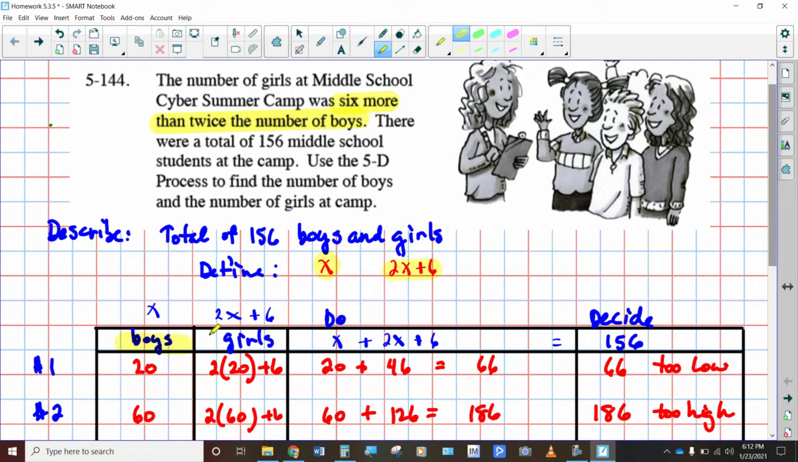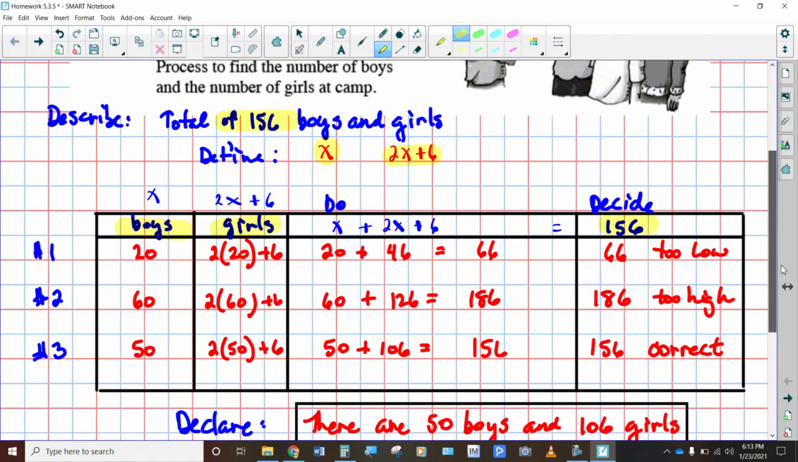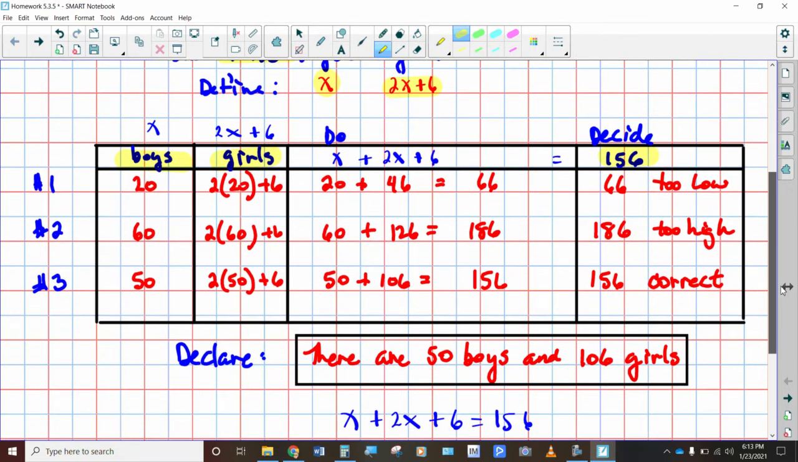So we'll start our trials with the boys and then figure out how many girls there are, and there are a total of 156 boys and girls. So that's what we're going to use to gauge our decision. Let's start off by doing the traditional guess and check method that everyone has learned.